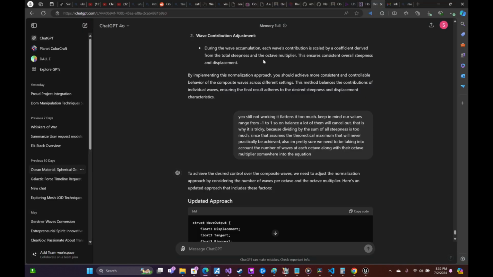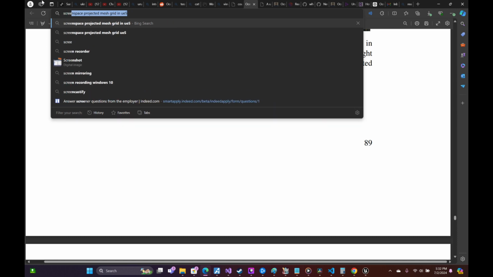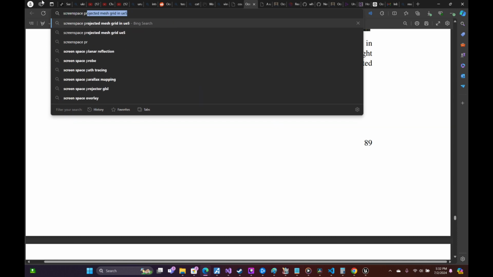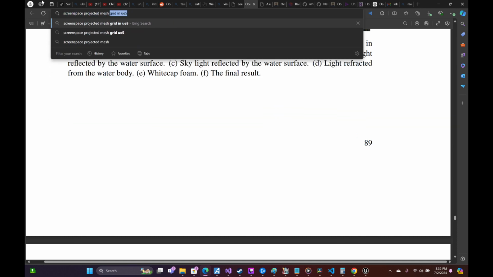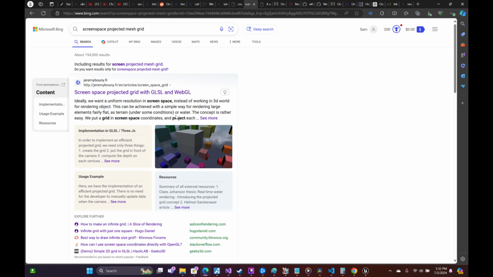But let me see if I can find screen space projected mesh grid. I found a video of a guy who managed to do this in Unreal, and it was actually a really good video. It had the full details. Okay, yeah, perfect. Here we go.